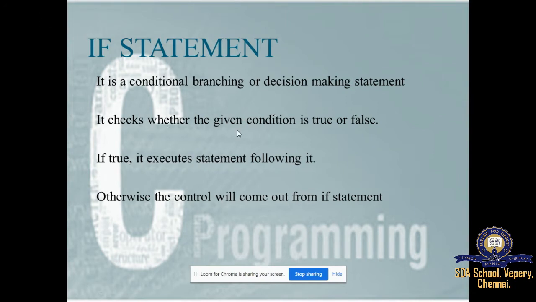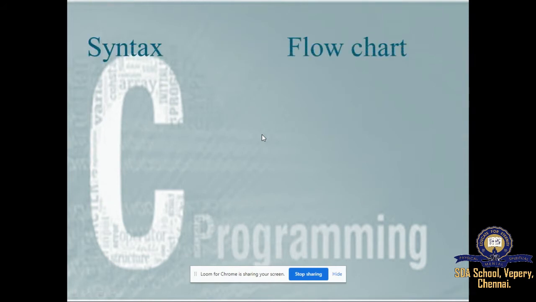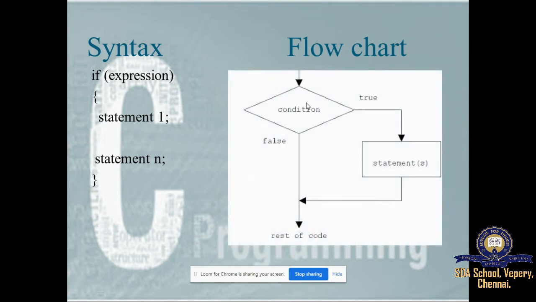So it checks whether the condition is true or false. When the condition is true, it will execute the statement following it. Otherwise, it will come out of the if statement. Okay, so this is your first if statement. The syntax is: if some expression is true, then it will execute the statement and the remaining statements inside it. If it is false, it will come out and execute the statements outside this block. So in the flow chart, if the condition is true, the statements will be executed, or else it will come out of that particular block.